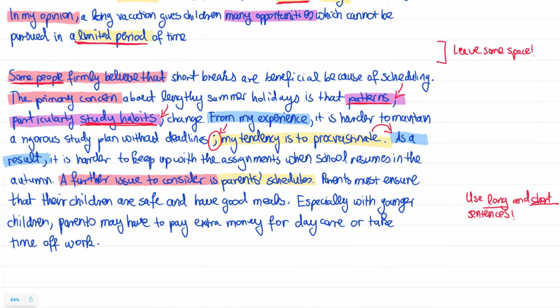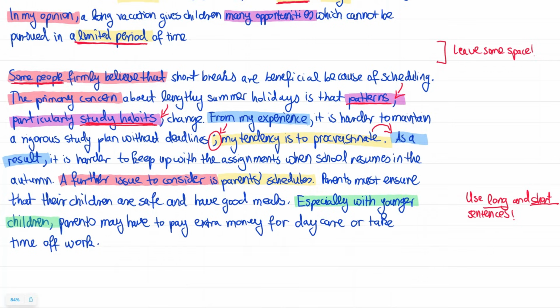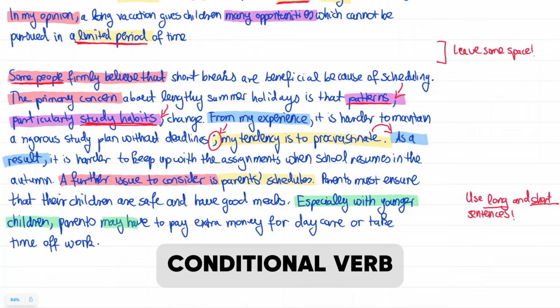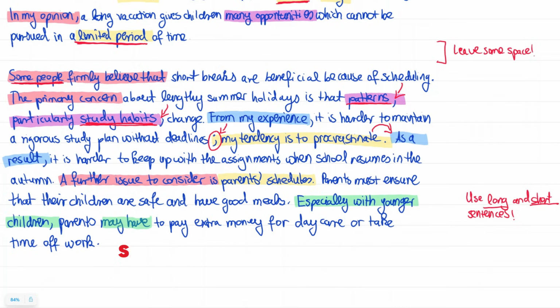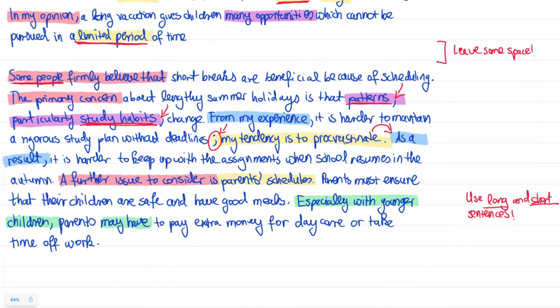I started with a modifying phrase, especially with younger children. That shows that the problem is worse if children are younger. I also use a conditional verb, may have. That is awesome because it shows a possibility, but not a certainty. It's very advanced English. I love using conditional verbs for examples.